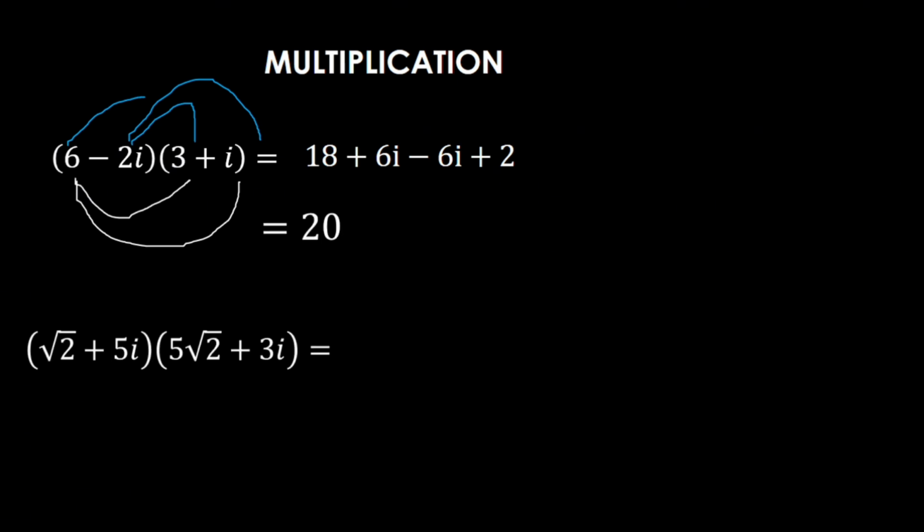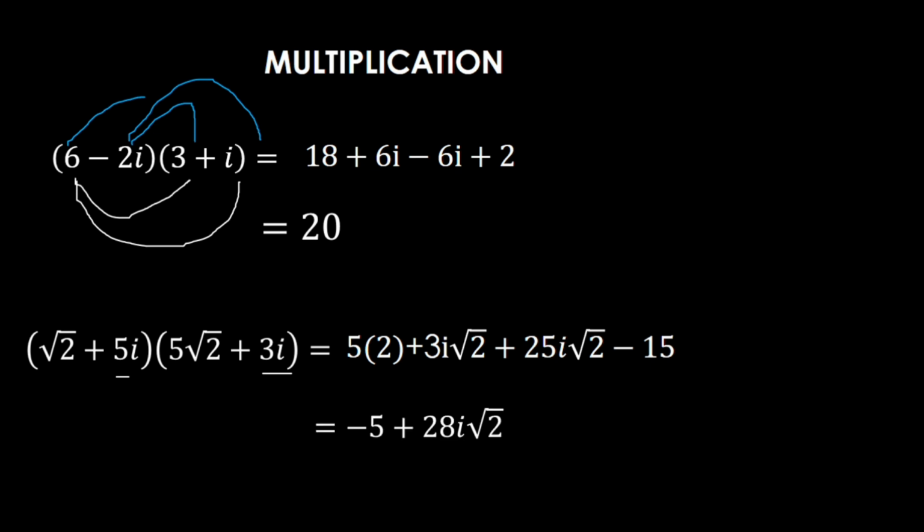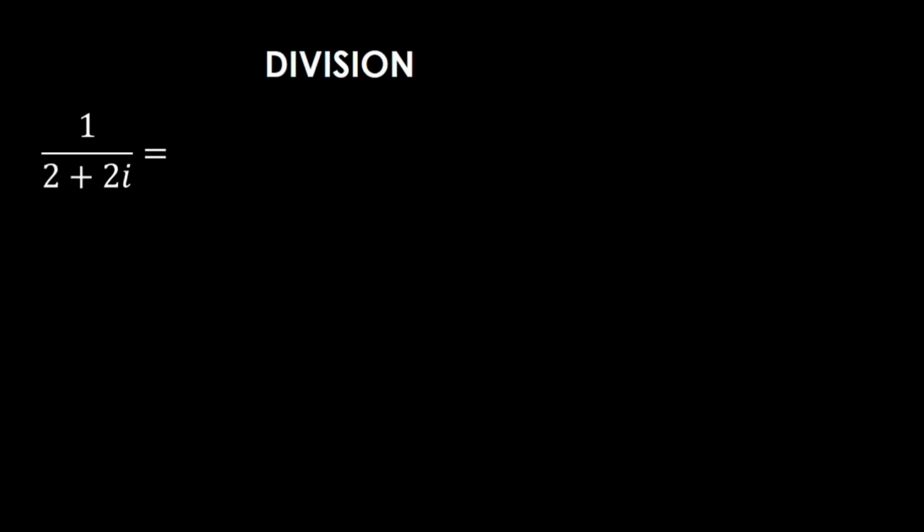Okay, doing a complicated one like this one, we have root 2 times root 2 is 2. 5 times that is 5 times 2. And we multiply the other side, we have 3i root 2. And 5 times that, we have 25i root 2. And on the other side, 5 times 3, we have what? 15i squared. And i squared is -1, we are going to have -15. Computing this, we are going to have -5 plus 28i root 2. That is the answer.